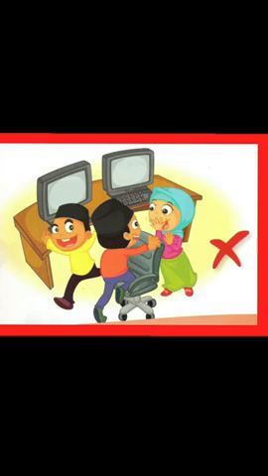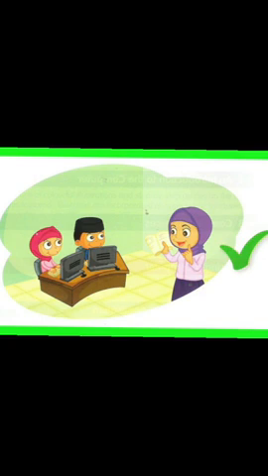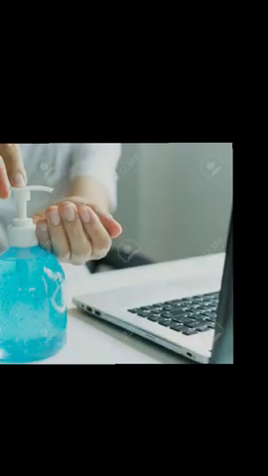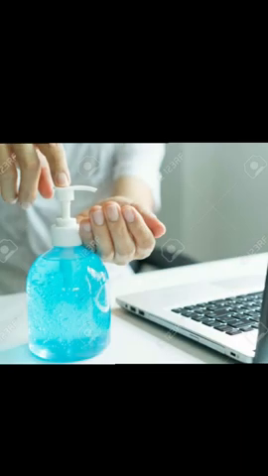Next one, listen to your teacher. If you have any problem, then raise your hand and call the teacher. When we enter the computer lab, sit, wait, and follow the teacher's instructions. Next one, be sure your hands are clean. Do not touch your nose and mouth while using the computer.